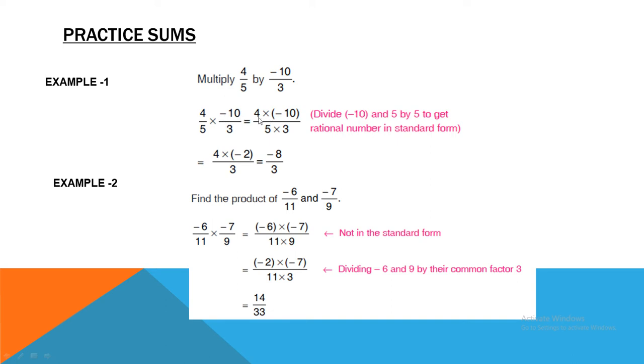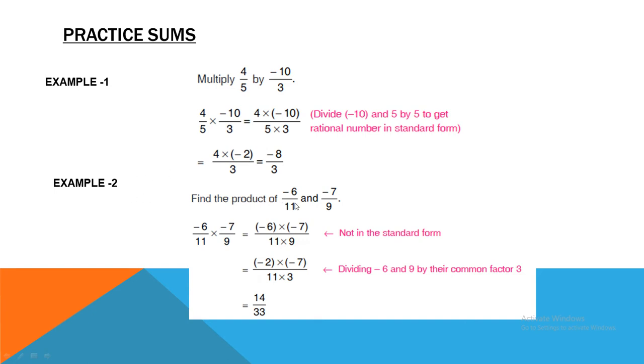So multiply numerators, denominators, and then we cancel to get the lowest form. As we know, this 5 and 10 can be cancelled on the table of 5. So I get minus 2 here, and 4 into minus 2 is minus 8 upon 3. This is another rational number. So when you multiply two rational numbers, you will get another rational number. This is the closure property.